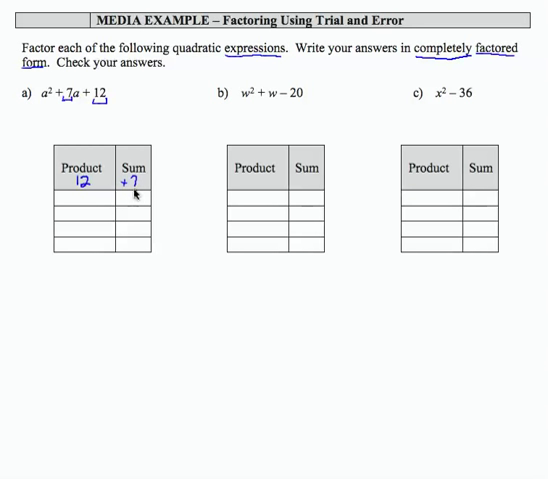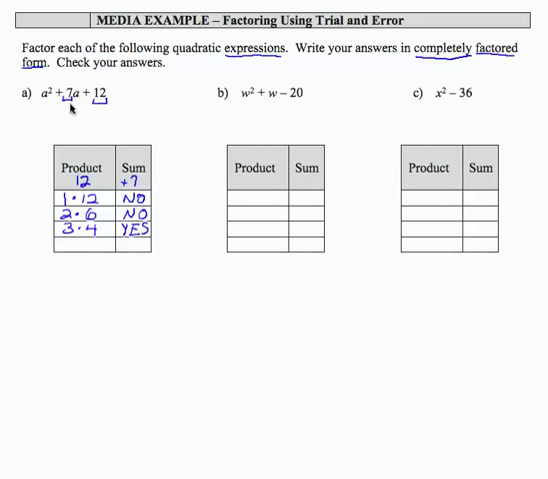Because my sum is 7, I know all the numbers are going to be positive. So I'm going to start with 1 times 12, and does the sum equal 7? That would be no. The next set, let's try 2 times 6. 2 times 6 is 12. The sum of 6 and 2 is 8. That is not 7. How about 3 times 4? 3 times 4 is 12. 3 plus 4 is 7. So those are the two numbers that I'm looking for.